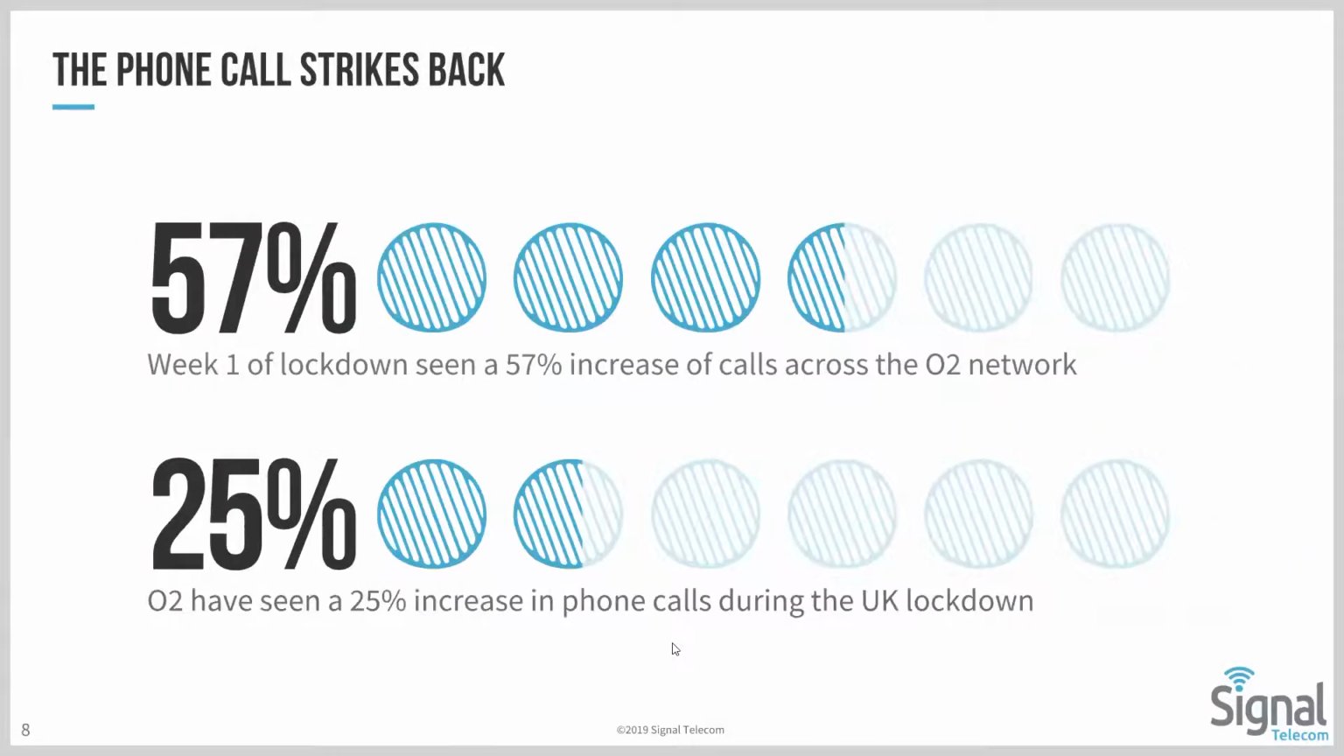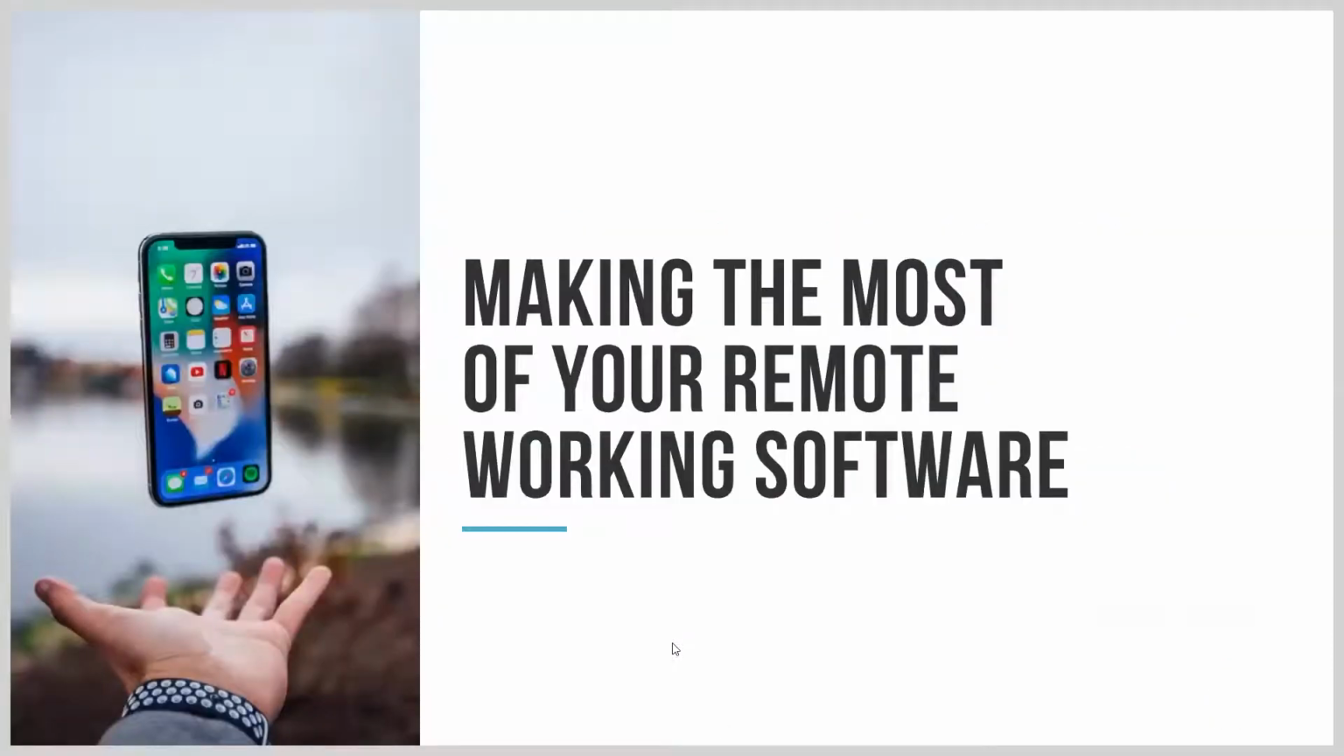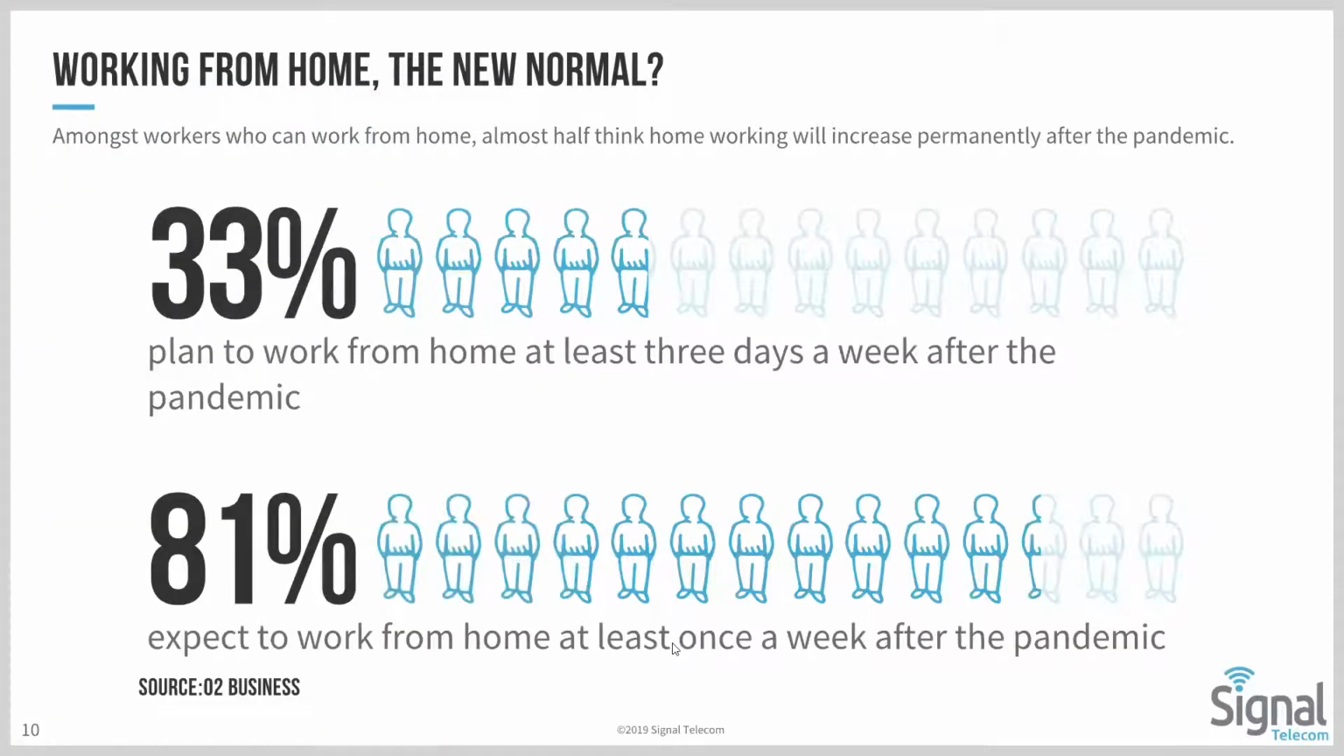At the start of the lockdown in week 1, O2 reported a 57% increase of calls across their network. Since then, it's plateaued out to a 25% increase, which is still huge. And they don't think that's actually going to slow down once this is over. So working from home is fast becoming the new norm. 33% of the current workforce are planning to work from home a minimum of 3 days a week. Once social distancing is over, we know that a lot of businesses are wanting to reduce the office space. To achieve this, they'll have to have employees working from home and work in the office using hot desks, which makes VoIP and Signal Voice Cloud essential tools.